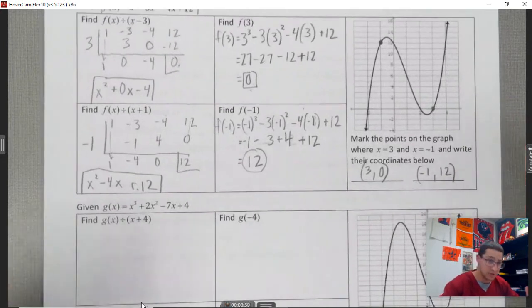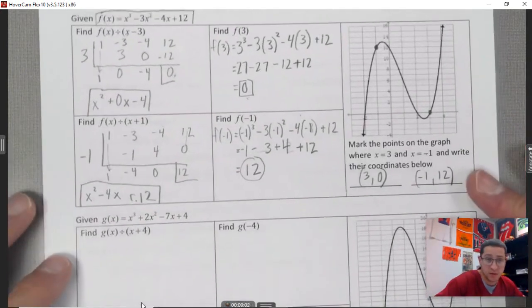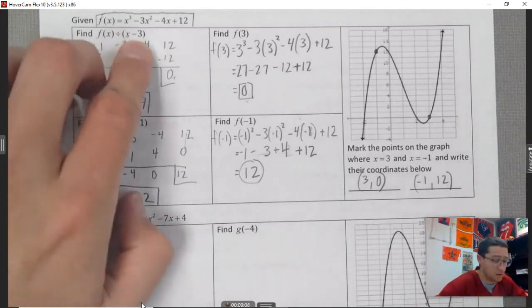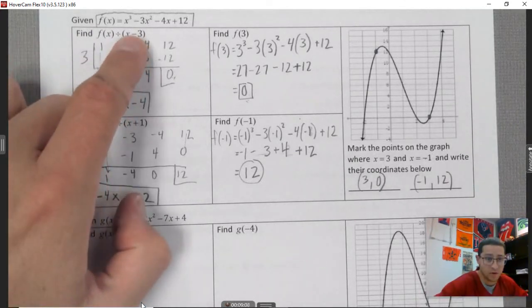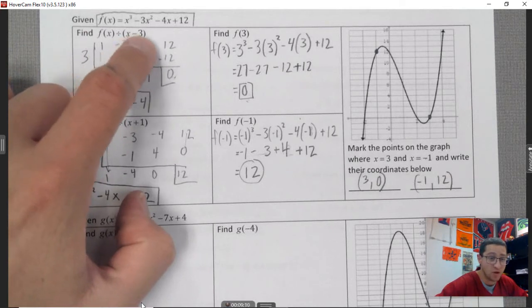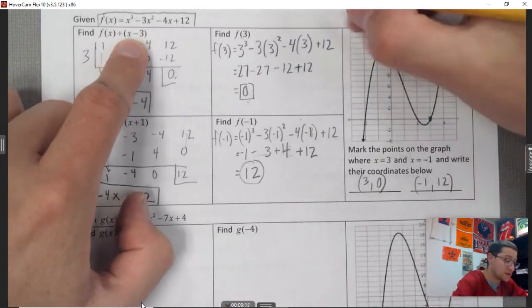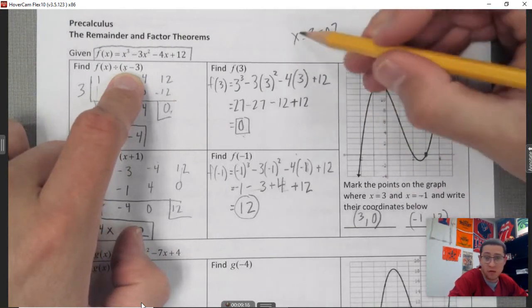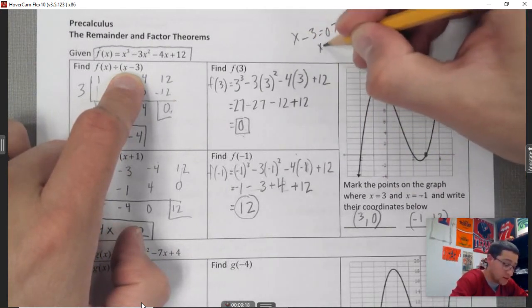Okay, but essentially, I guess maybe first let's talk about it. Essentially, what's going on is you are dividing a polynomial. The solution for that polynomial, what I mean by that is, where x minus 3 equals 0. Well, x would be 3 here.